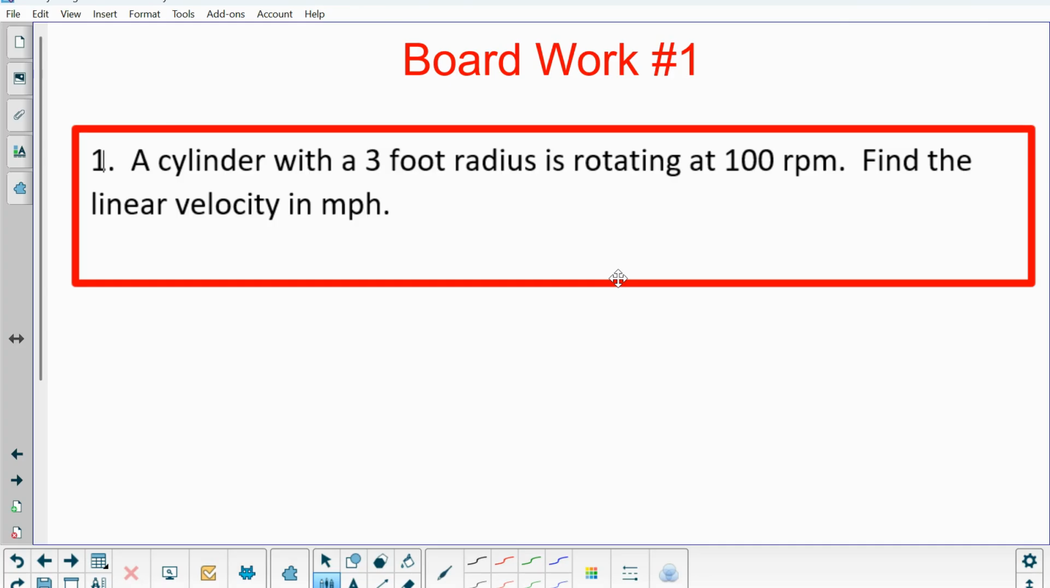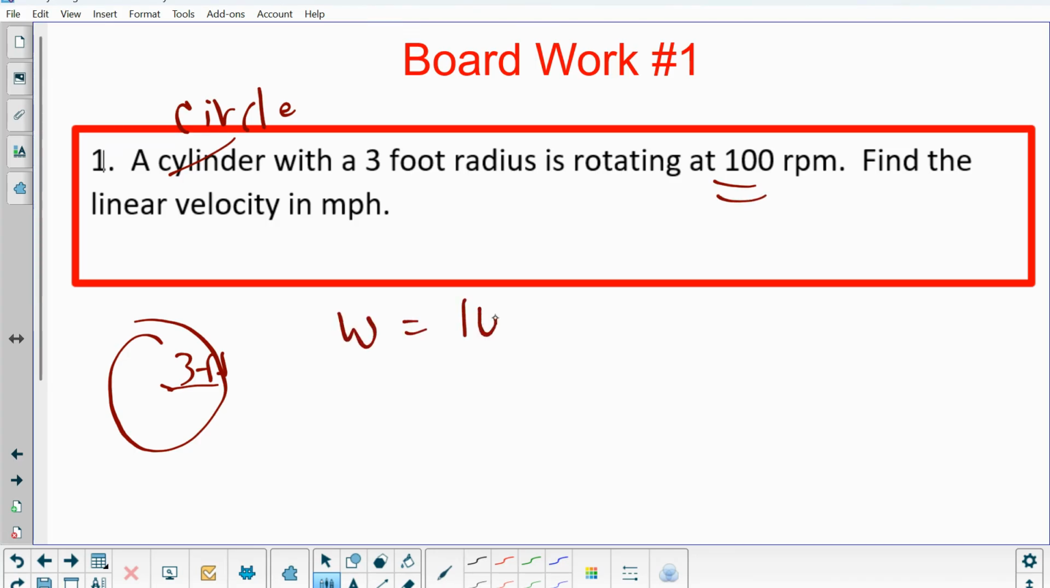So this says there's a cylinder with a radius of 3 feet that is spinning. We don't really care that it's a cylinder. It's just a circle. Okay. So we have some circle that is spinning or rotating at 100 RPM. So remember, that is your angular velocity.